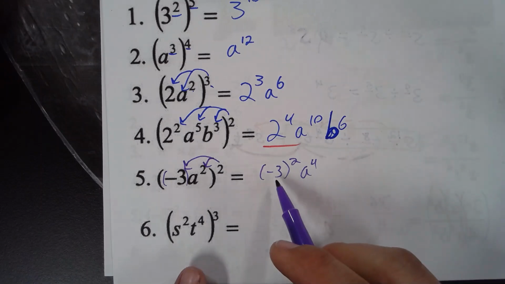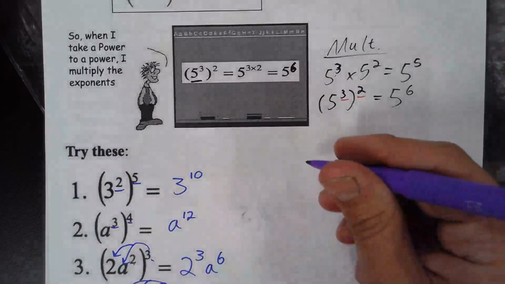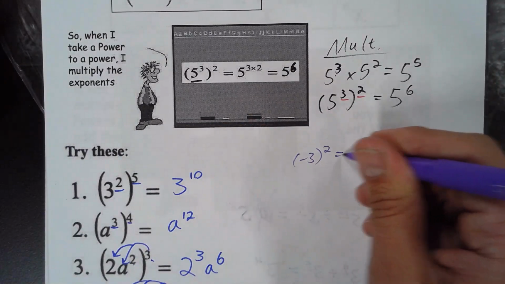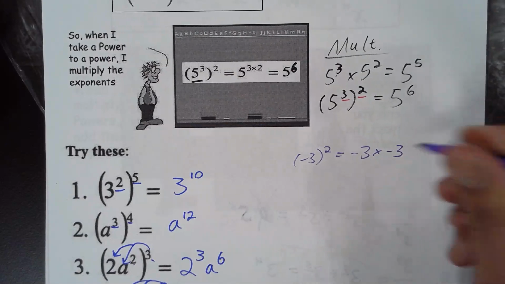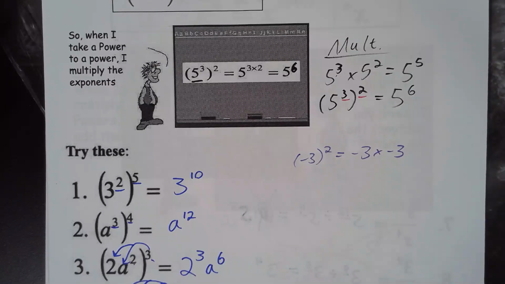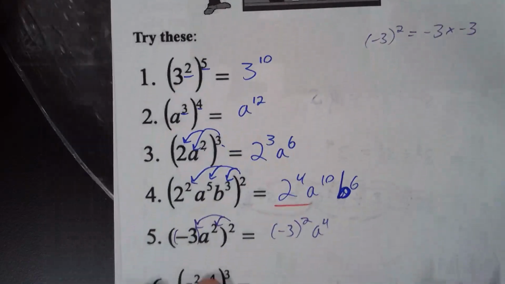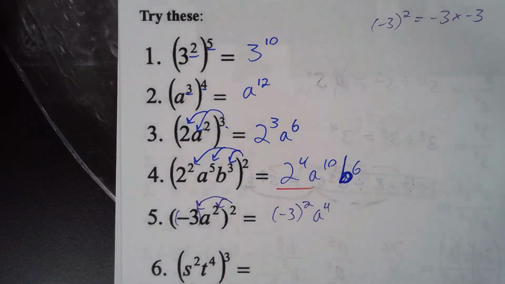So remember, when you have something like negative 3 to the second, this is the same thing as saying negative 3 times a negative 3. Don't forget that the exponent is telling you how many times to multiply it times itself. So let's do that real quick. Negative 3 times a negative 3 would be what, guys? What's 3 times 3? 9. Yeah, but a negative number times a negative number is what? Positive.